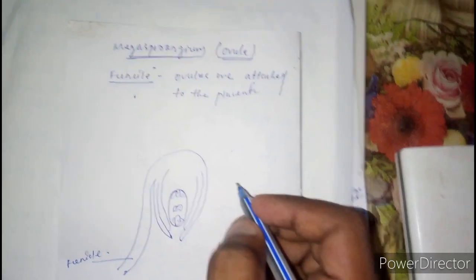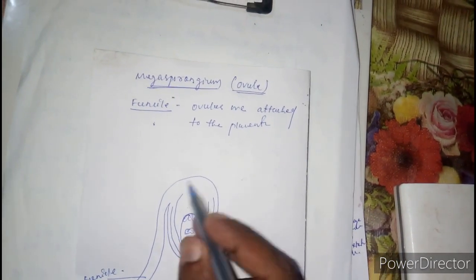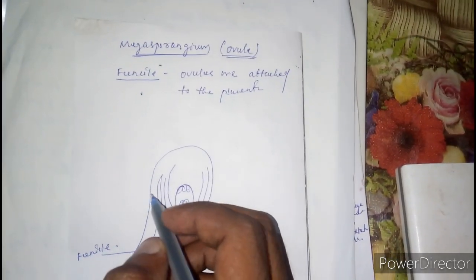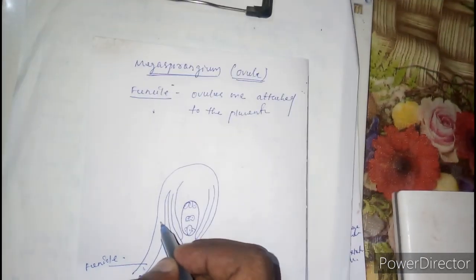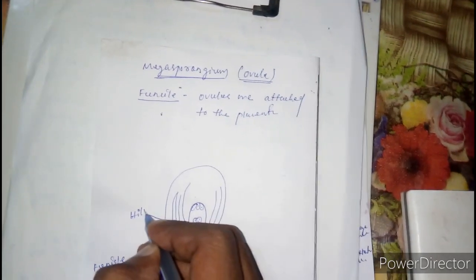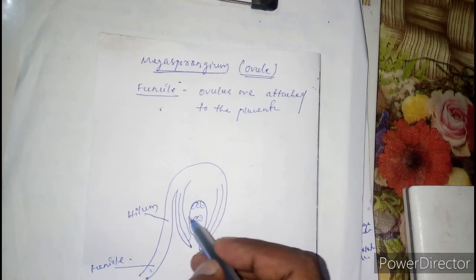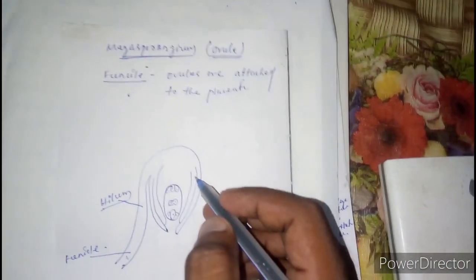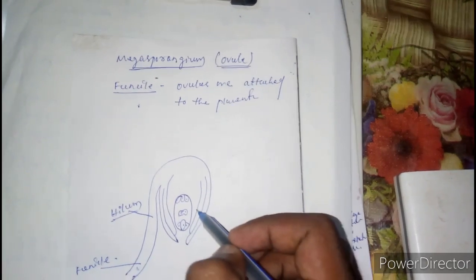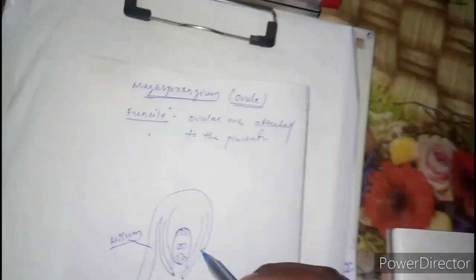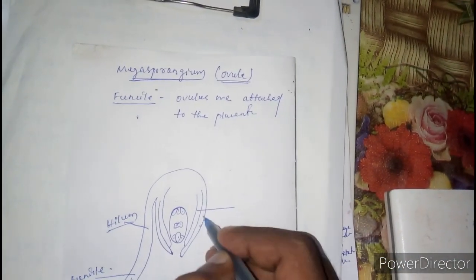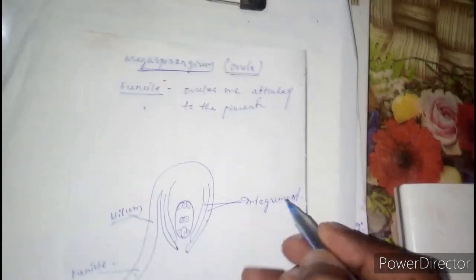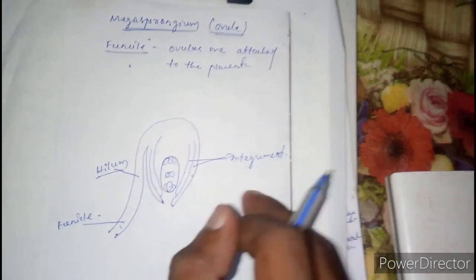Next to it is the body of the ovule. The body of the ovule is attached to the funicle. The region where the body of the ovule and the funicle fuse with each other is called the hilum. Each ovule has one or two protective coverings called integuments. Their action is to protect the ovule from external injuries.